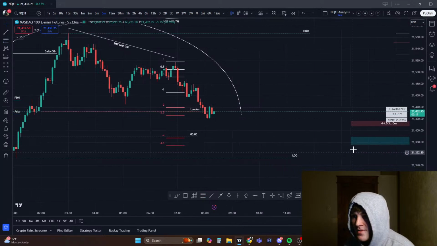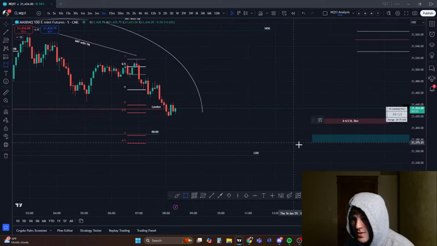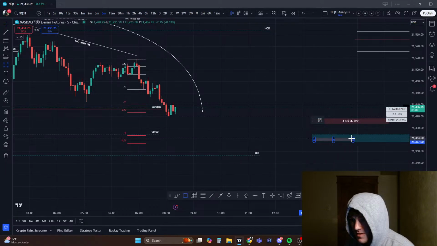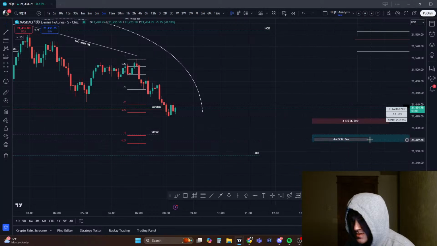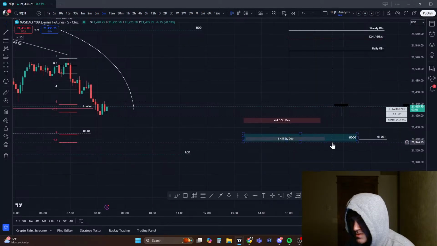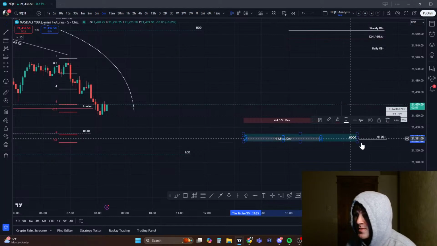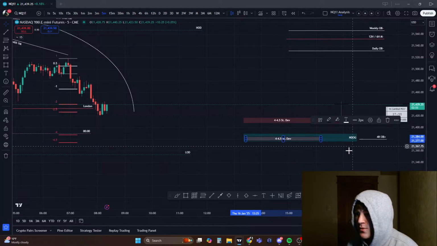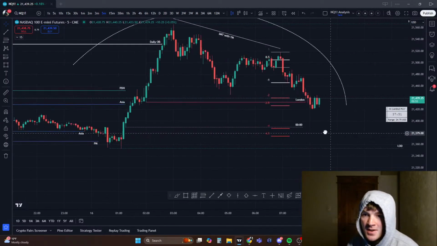Alright, the 4 to 4.5 is lined up with that new day opening gap. So let's mark that out like this. So we got the 4 to 4.5 lined up with this new day opening gap, lined up with this 4-hour order block. That's a pretty strong area, honestly.